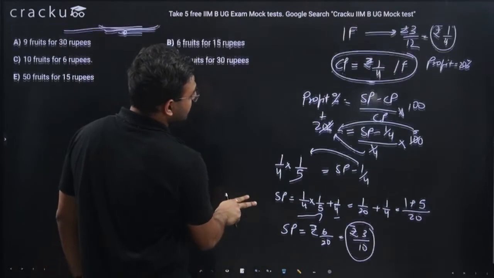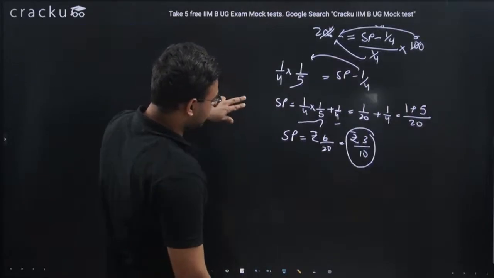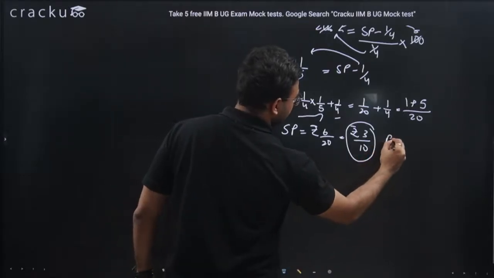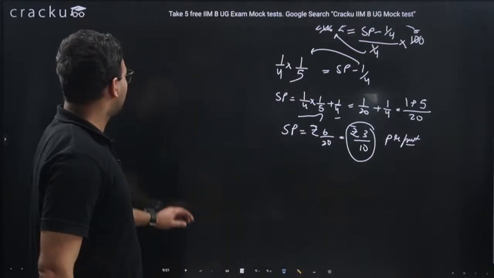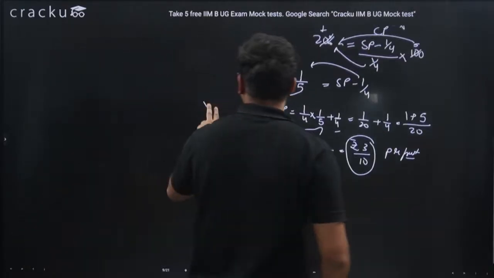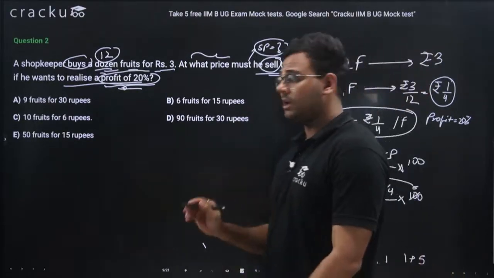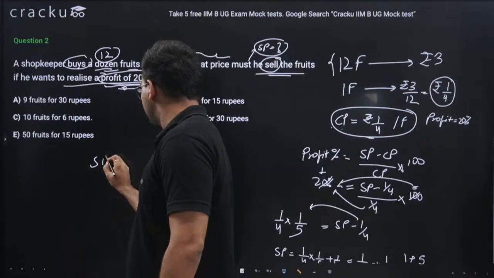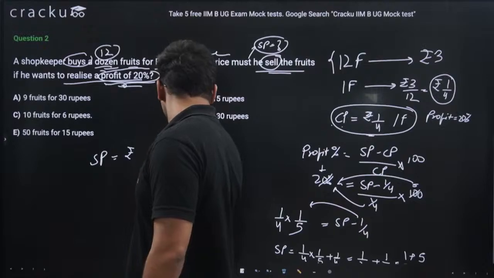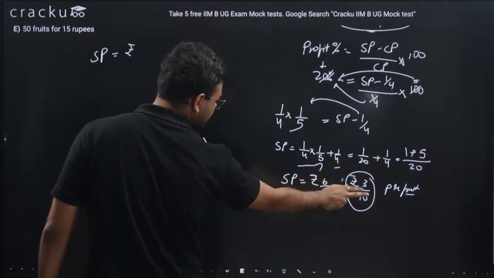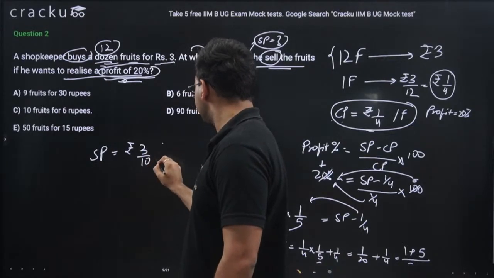So the selling price of the item is rupees 3 by 10. If we look up, the cost price is rupees 1 by 4 per fruit, so this selling price will be rupees 3 by 10 per fruit. Now we'll look at each option to get the answer. What we need is the selling price of the item to be rupees 3 by 10 per fruit.